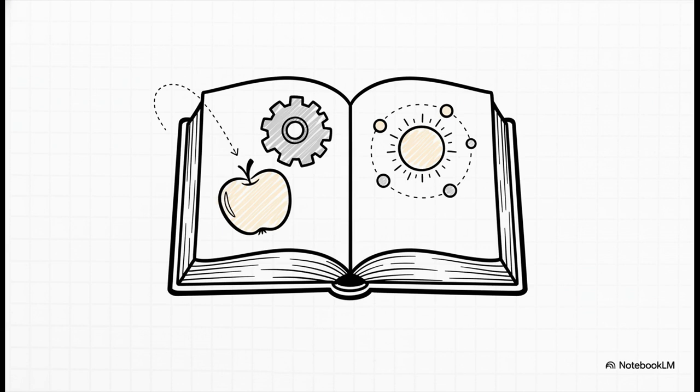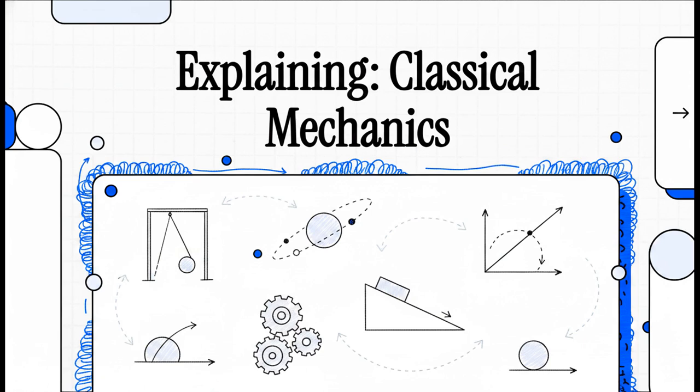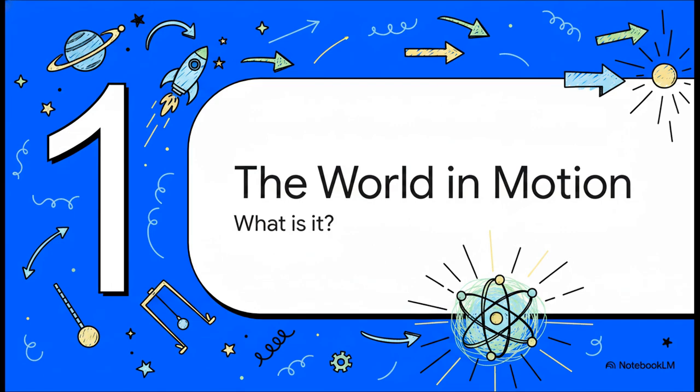It's like the operating system that's running in the background, telling everything how to move, from a simple falling apple all the way up to the planets themselves as they orbit the sun. So today, we're going to open that rule book. The official name for this operating system is classical mechanics, and we are going to break down exactly how it all works. All right, first things first.